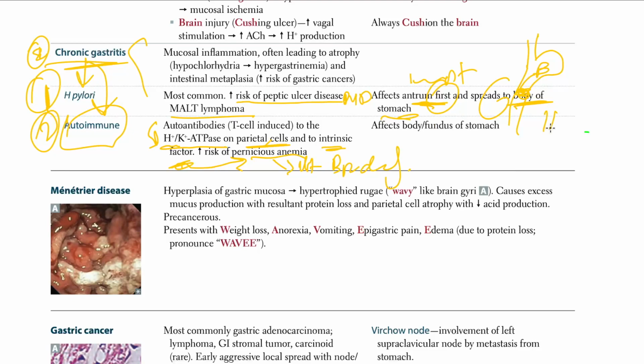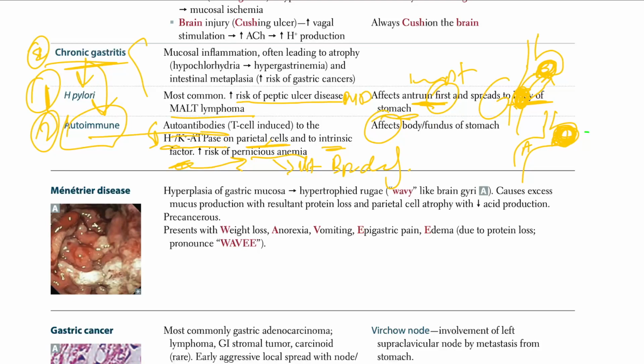But here the location is different. When it's autoimmune, it affects the fundus and the body. It doesn't go into the antrum. While H. pylori affects the antrum first and then goes back to the body, here it just messes up your fundus and the body. And these are autoimmune autoantibodies. Okay.